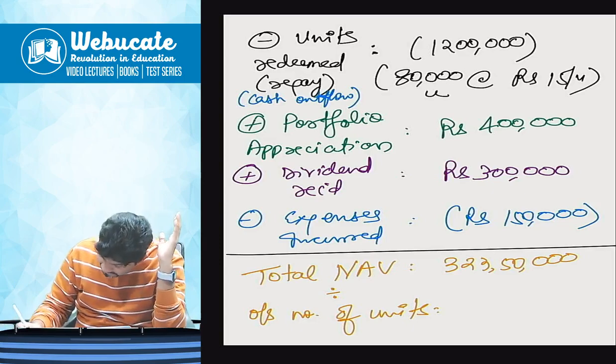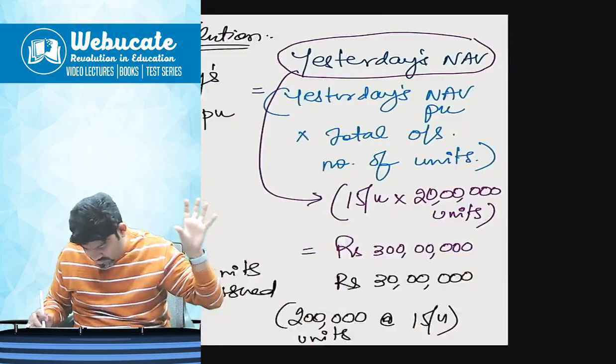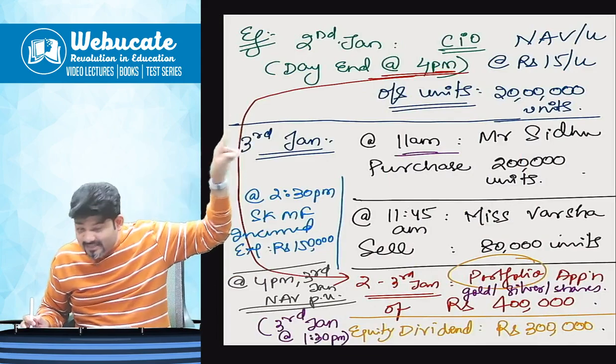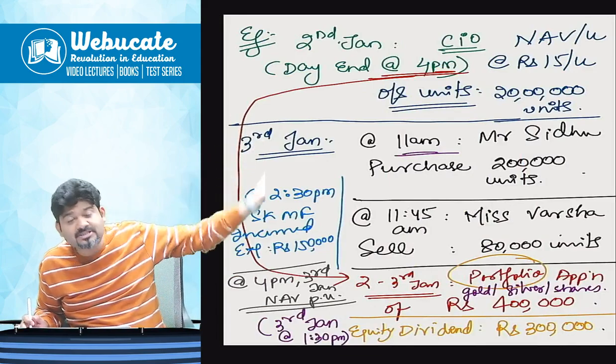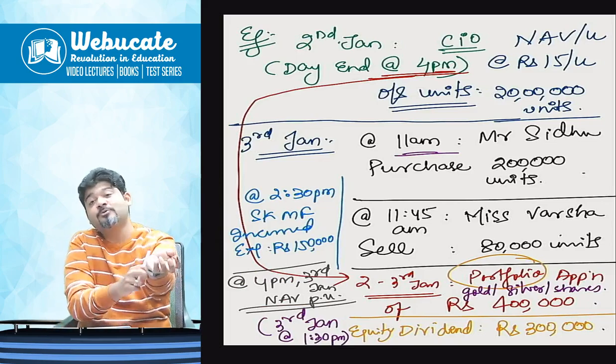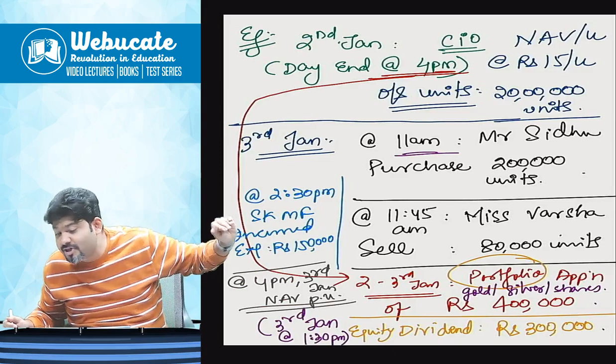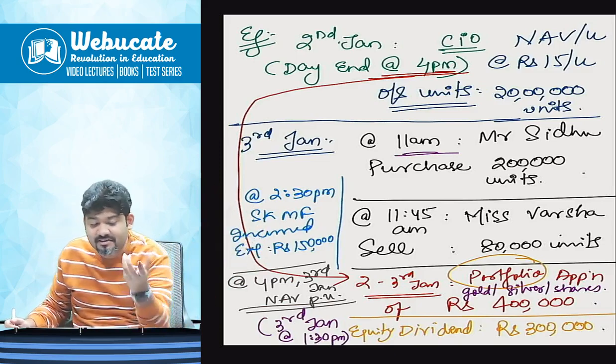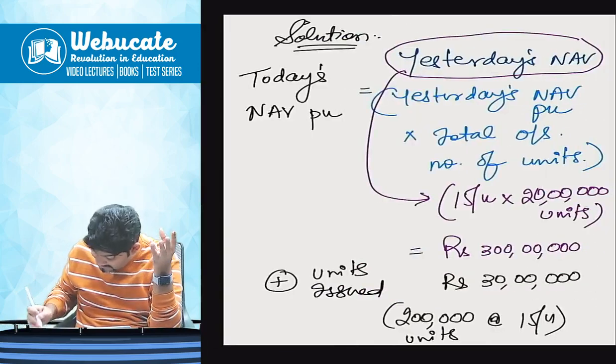Now, this again, you may have made a mistake. If not, good. Initially there were 20 lakh units. Then Mr. Sidhu purchased units, so can I say the number of units increased from 20 to 22 lakh? Then Miss Varsha redeemed 80,000, so net we are left with 21,20,000.